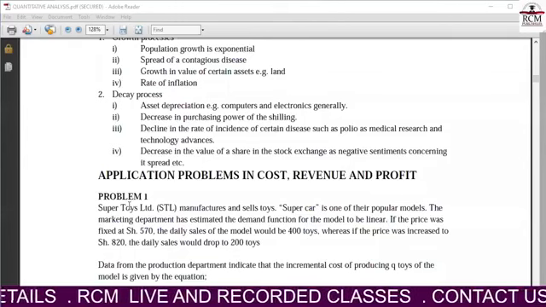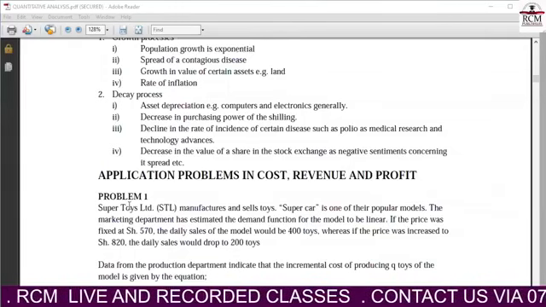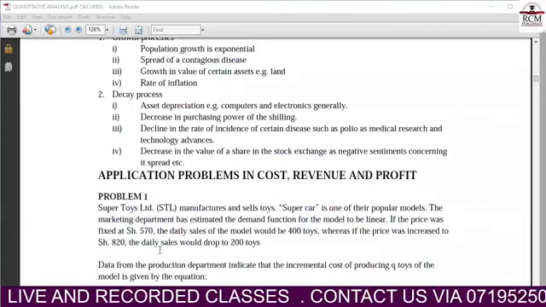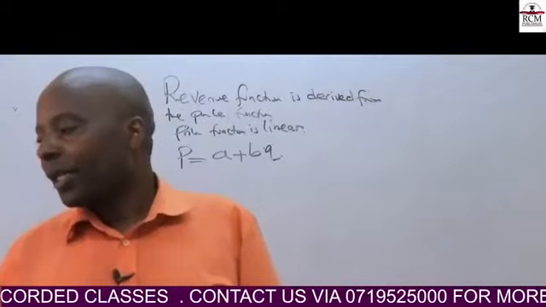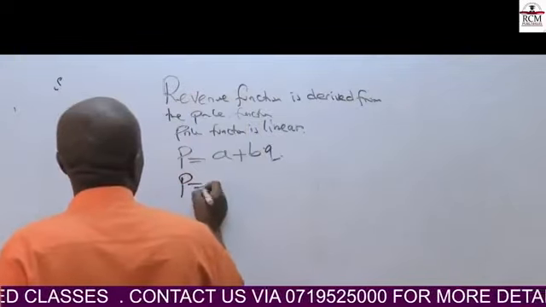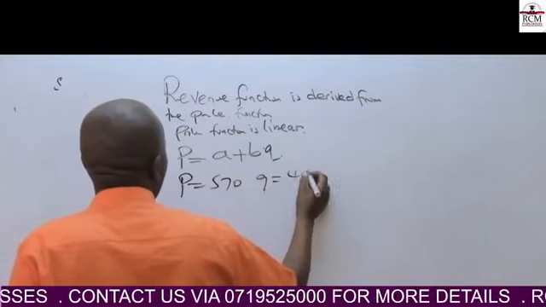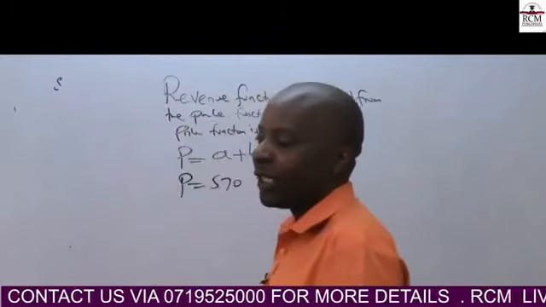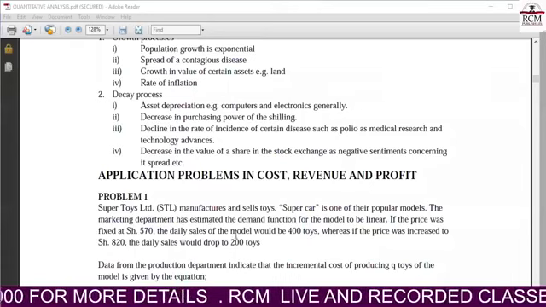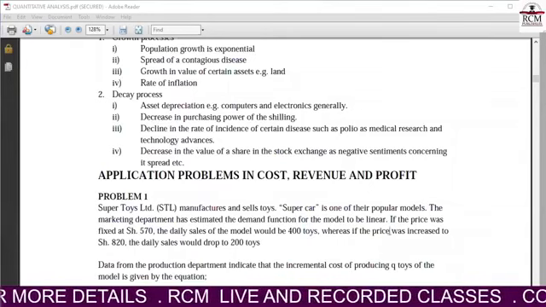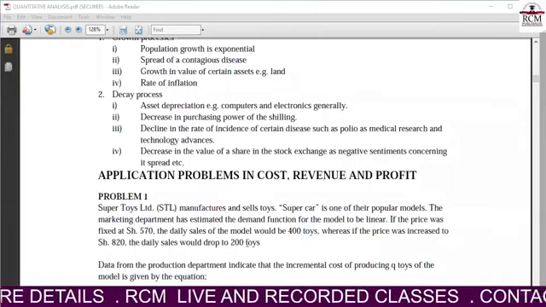And has this examiner given us the 2 points? Oh yes, he has told us that if the price was fixed at 570, then the quantity sold would have been 400 toys. Very interesting. That is point number 1. And then point number 2, what are they telling us? Whereas if the price was increased to 820, the daily sales would drop to 200.